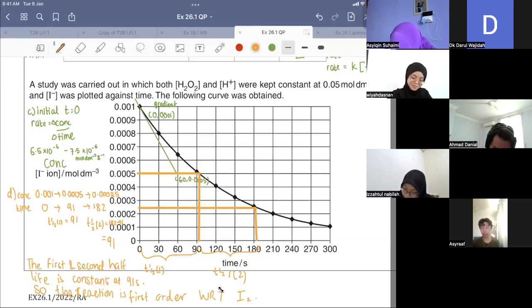The accepted answer for the half-life, you can give anywhere between 90 to 94 seconds. So you will be reading the graph differently. That's why there's a range of accepted values. So if you get between 90 and 94 seconds, that is fine as well. Be careful with the unit as well, because in the graph, they use seconds as the unit for time. Next, we want to work out the orders with respect to H2O2 and H+.